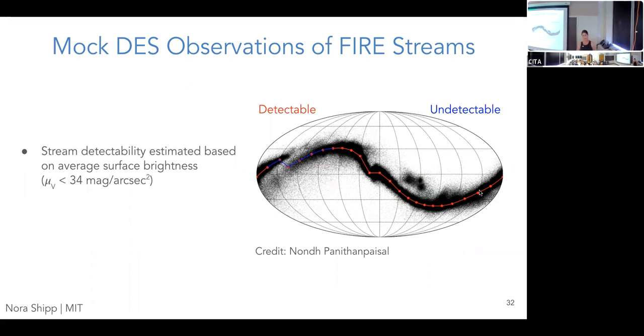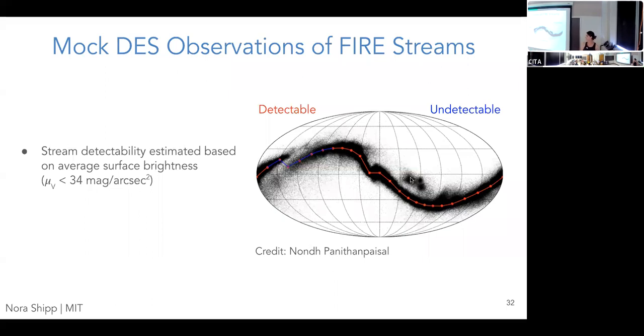So here's just one example where most of the stream is detectable, it's red, and then there's this more diffuse component here that's not detectable. We also have some streams that are fully detectable or fully undetectable. And another important point is that I mentioned that many of these streams have surviving progenitors. So we independently estimate the detectability of the tidal tails and the progenitors.